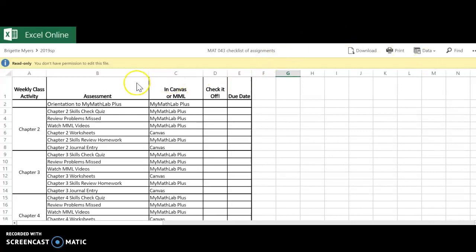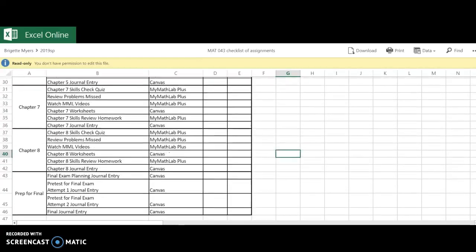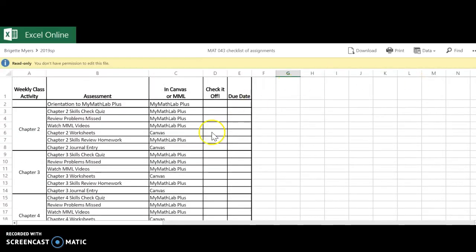This first column, the assessment column, gives you a list of every single assignment that you're going to do in this support course throughout the semester. This next column tells you where the assignment is located. Some assignments will be in MyMathLab, while others will be located in Canvas. So pay close attention to the location.